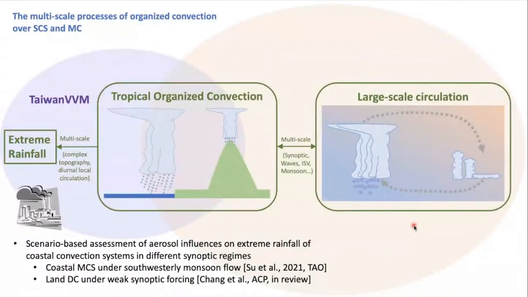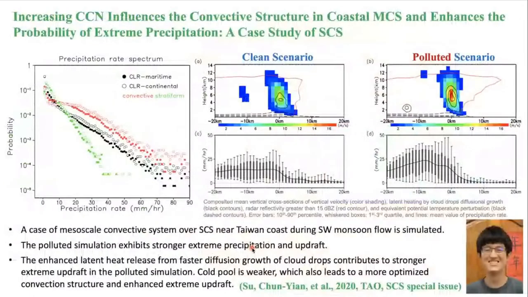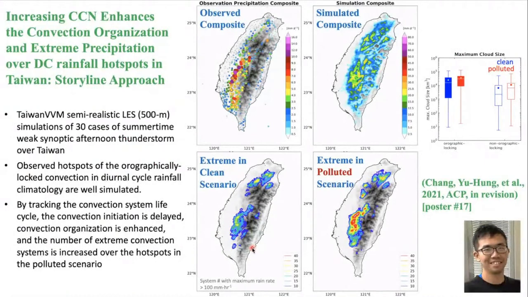Okay. So in the last part, we want to look further into the physical processes that relate these convections to the extreme rainfalls. We know that over these regions, the synoptic conditions will modulate whether the coastal MCS over the ocean will pop up or the land diurnal cycle will be more active. So we designed some scenario-based assessments to perturb these systems a little bit with aerosols and see how the extreme rainfalls respond. I'm running out of time, so I will move on to the land diurnal cycle questions.